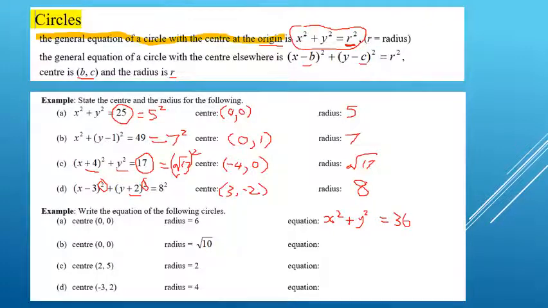You could write either, so you could write 6 squared there if you wanted to, instead of 36. Both are acceptable. This one has the centre 0, 0, and the radius root 10. So the centre is the origin, it's going to be x squared plus y squared.